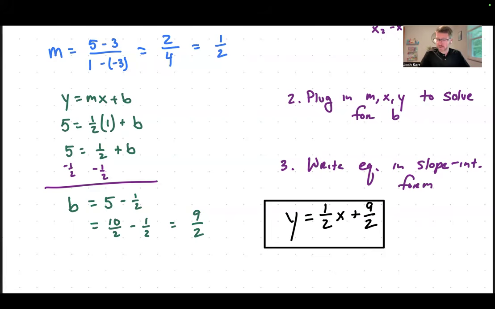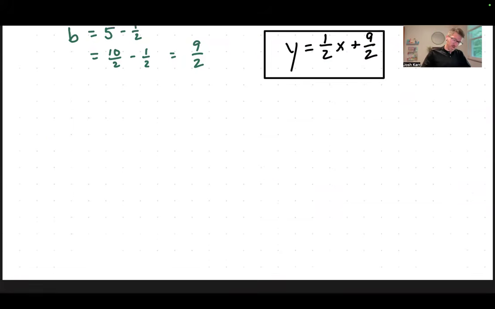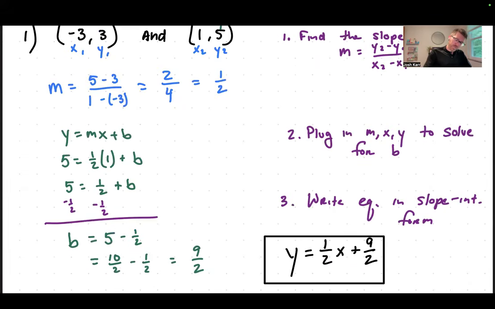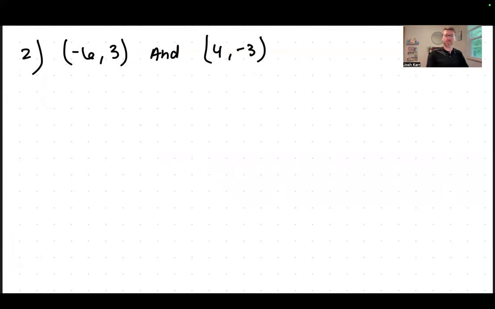Okay, write down any questions you have. Let's do that process one more time. I'm going to go ahead and get myself a new page here. So our second one that we're going to do, I would like to write the equation of a line that goes through the points -6, 3 and 4, -3.